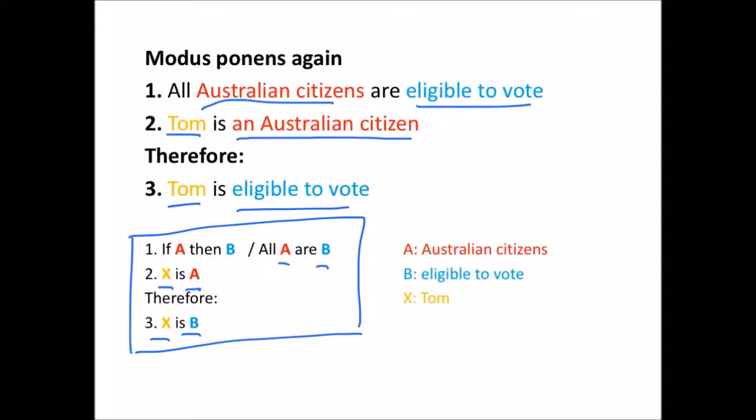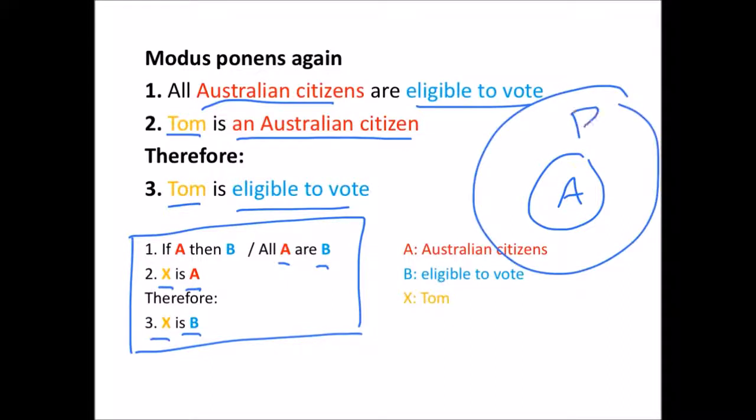So this is the valid pattern modus ponens again. All A are B, or if something is A, then it's B, and some particular thing X is A, therefore that thing is B. Valid form of argument. And again, you can see that it's valid by thinking about this kind of diagram, which represents now all A are B. Anything that's in the A circle is in the B circle, and if X is in A, then X is automatically in B.